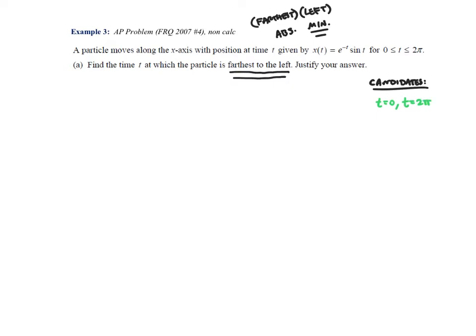Our critical values we're going to find by finding x prime of t. Okay, so x prime of t. We're going to have to use a product rule here. So the derivative of the first would be -e to the negative t. We leave the second alone.